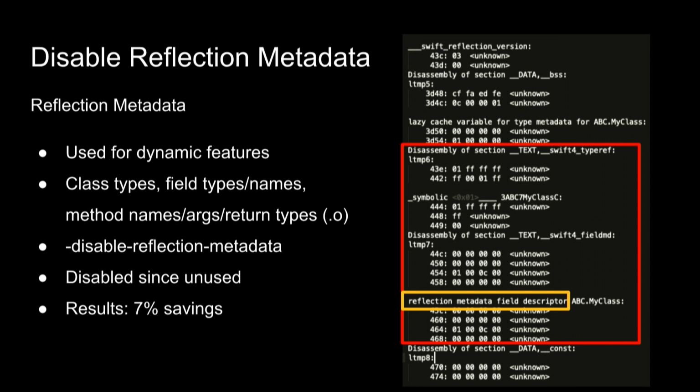We then looked into disabling reflection metadata. Reflection metadata is used for dynamic features. It refers to class types, field descriptors, method names, method argument types, and method return types. It's contained in .o files, and you can turn it on or off using the disable reflection metadata compiler flag. We disabled it since we don't use dynamic features in our app. And this gave us pretty large savings, about 7%.